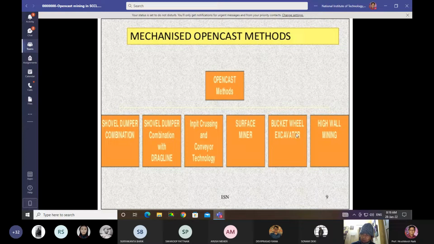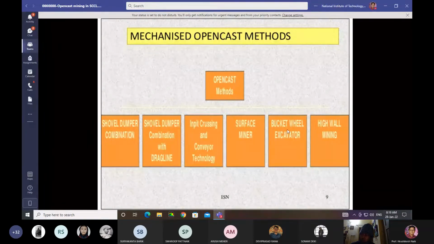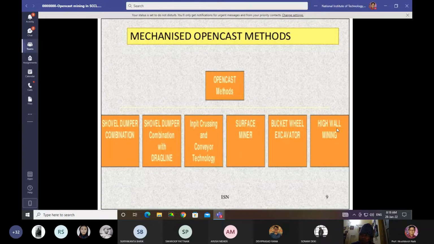Then we have also discussed the bucket wheel excavators for the mining of lignite deposits. We have not discussed yet high wall mining. What is high wall mining? We will discuss in the subsequent classes. So in the previous classes, we have discussed the bucket wheel excavator, surface miner, in pit crossing and conveying system, shovel dumper combination with drag line mining, shovel dumper combination only. So these are the different mechanized open cast mining methods we have seen.